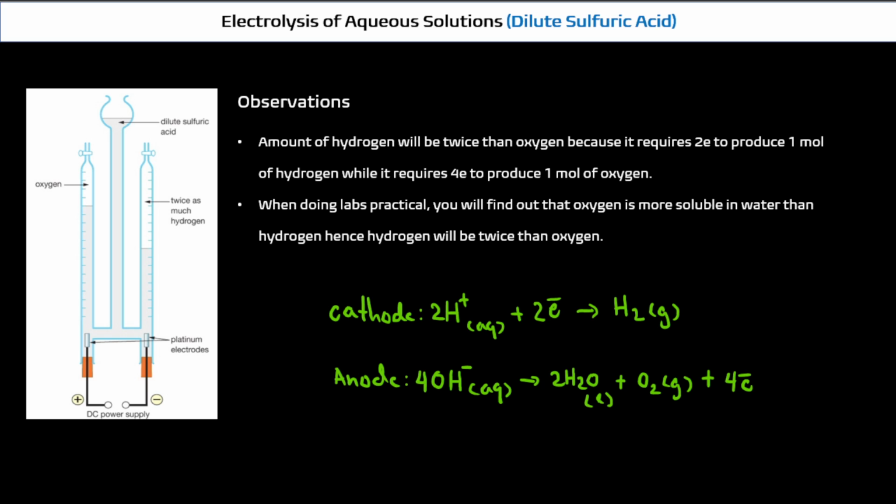Now, as for the observation, the amount of hydrogen will be twice that of oxygen because of the electron to mole ratio. I have already explained this a few seconds ago. But when you're doing a practical examination, you will also see that oxygen is more soluble in water. If you're producing oxygen here, it is soluble in the water, meaning that the hydrogen amount will be twice that of oxygen because some of the oxygen will dissolve and be lost in the water, and that is the reason why.